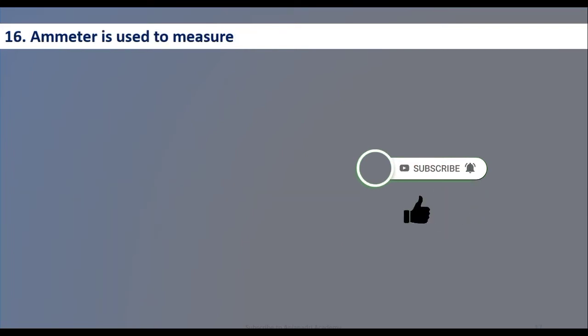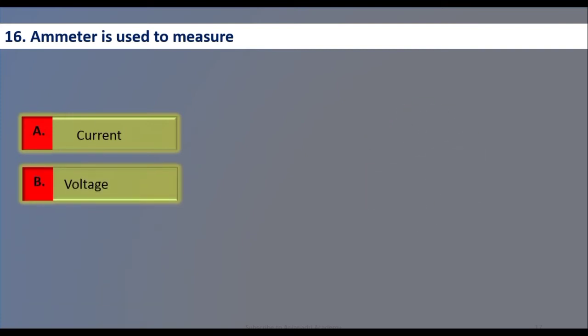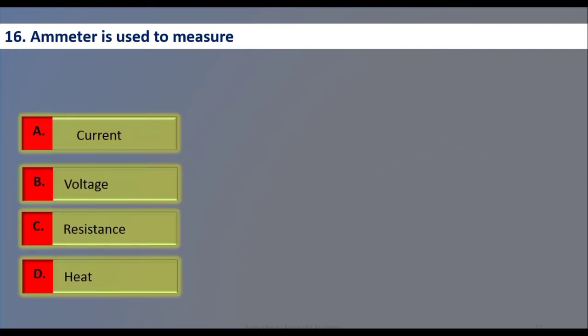Next question is, ammeter is used to measure current, voltage, resistance, heat. Yes, ammeter is used to measure the current. Option A is the right answer.